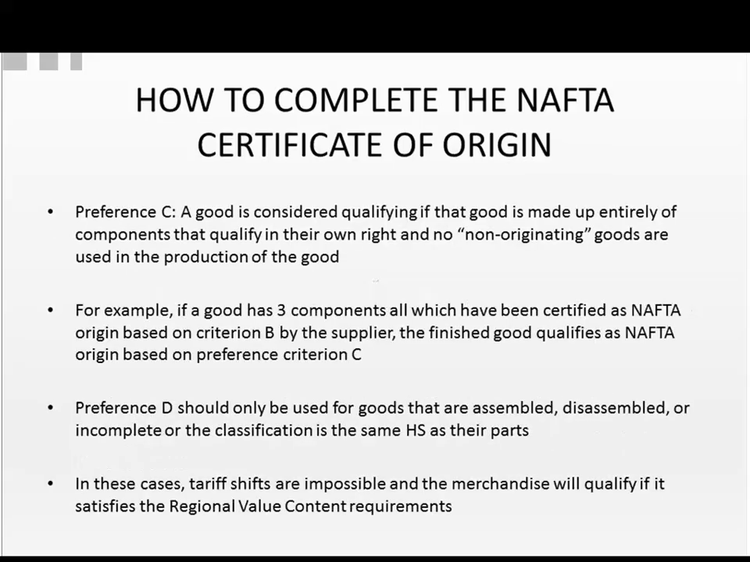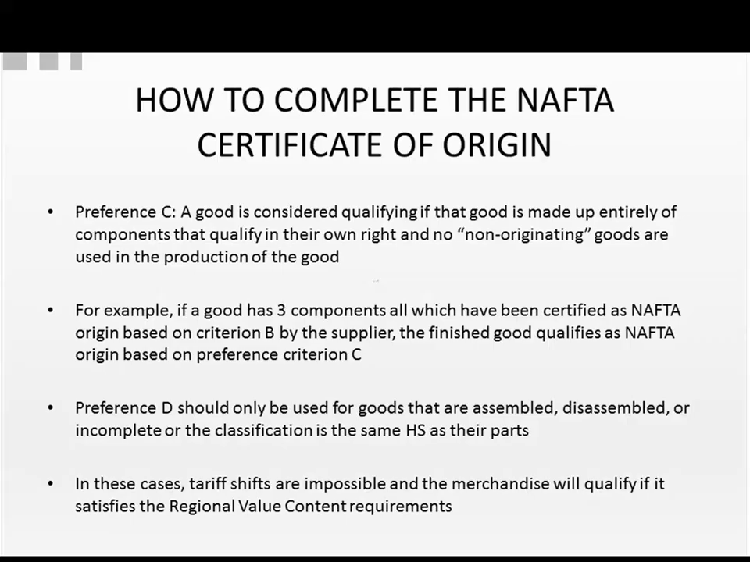Preference C: a good is considered qualifying if that good is made up entirely of components that qualify in their own right, and no non-originating goods, quote, are used in the production of the good. For example, if a good has 3 components, all of which have been certified as NAFTA originating previously, based on B by the supplier, the finished good therefore qualifies as NAFTA origin based on preference criterion C.